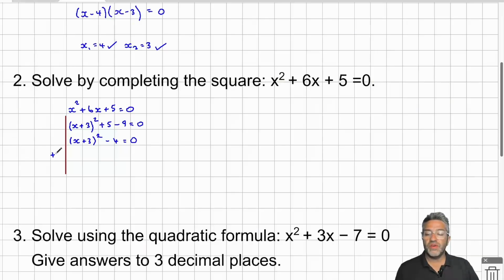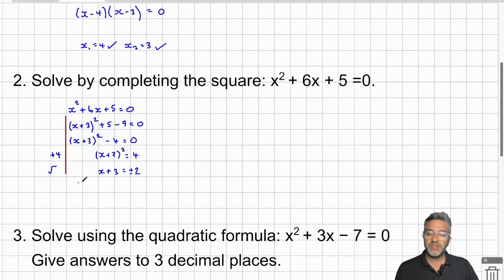I've got to solve. So now I add 4. So I will get x plus 3 squared equals 4. If I take the square root, I'll get x plus 3 equals, remember, you are looking for the highest grades possible in GCSE Maths. The square root of 4 is not simply 2. The square root of 4 is plus or minus 2.